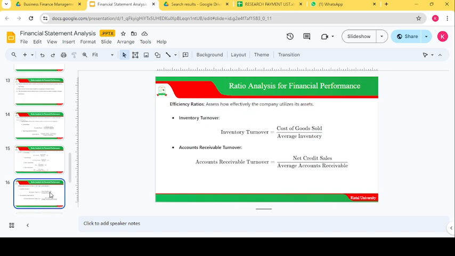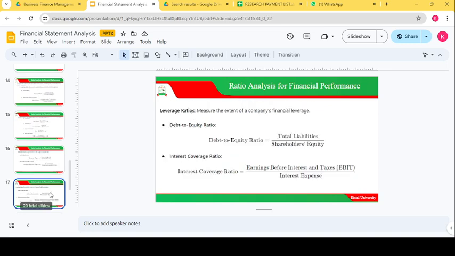And then we also have the efficiency ratios, which are used to assess how effectively the company utilizes its assets. Under it we can use the following methods. Inventory turnover is given by cost of goods sold divided by average inventory. And then we also have accounts receivable turnover, which is given by net credit sales divided by average accounts receivable.